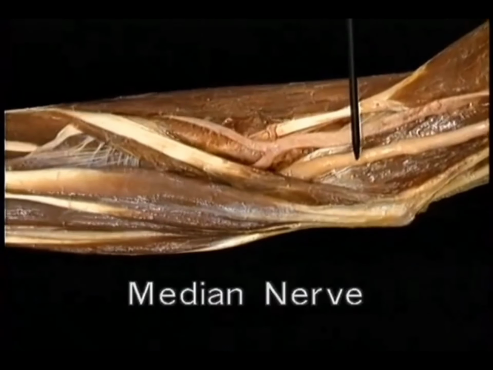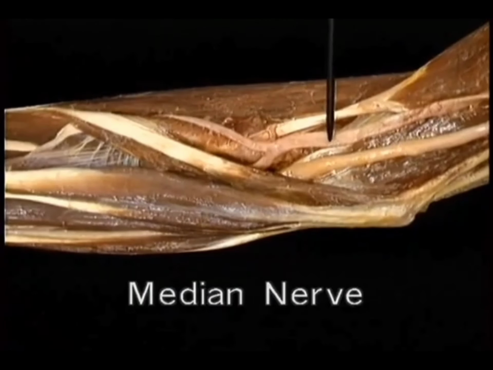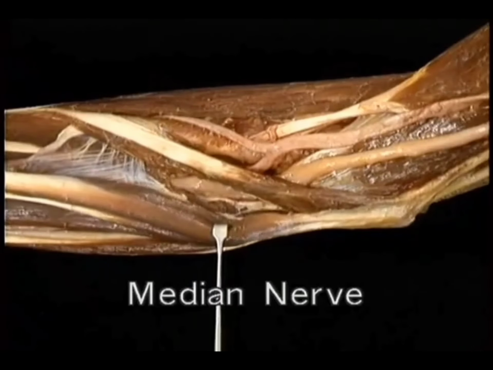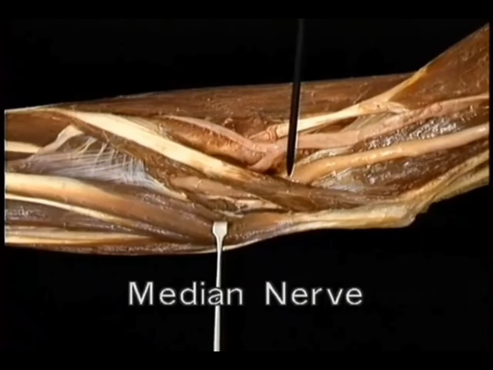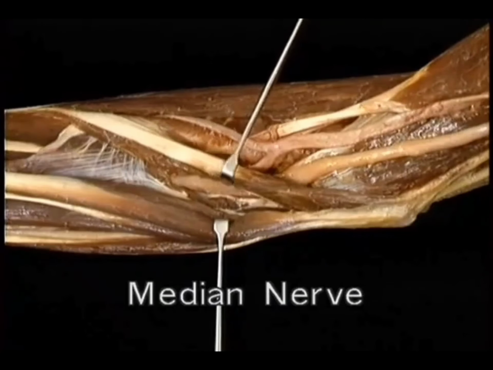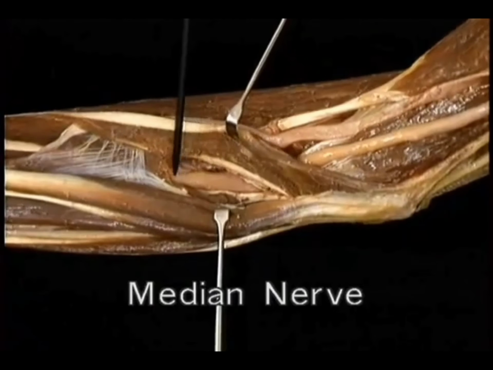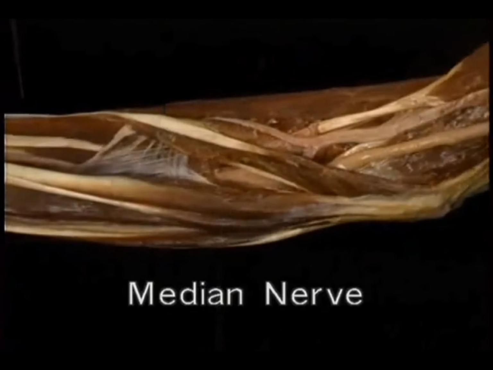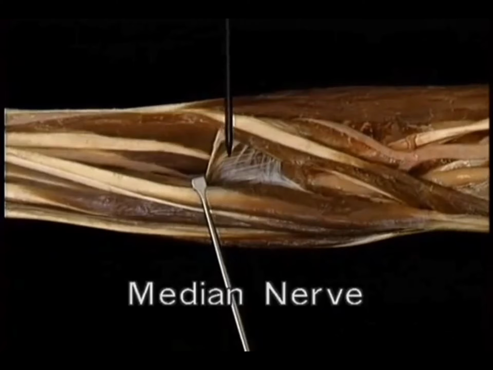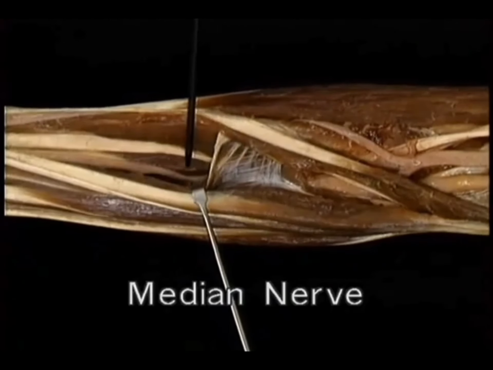Now let's look at the median nerve. Let's go back to the elbow where we saw it in the last section. Here's the median nerve, next to the brachial artery. To see where it's going, we'll retract flexor carpi radialis. The median nerve first dives between the two heads of pronator teres. It then immediately passes between the two heads of flexor digitorum superficialis. The median nerve, here it is, passes down the forearm between flexor digitorum superficialis and profundus.